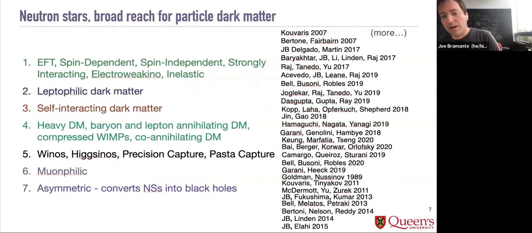So after we pointed this out or worked on this, there's been a lot of work since then, and I should say there's also work before us on other aspects of this. Chris Kuvaris, Bertone, Fairbairn being some of the more recent people who've thought about this, but then all the way back to 1989, you can find people thinking about how dark matter could be sought out using neutron stars, like Itzhak Goldman and Shmuel Nusinov. And it turns out that neutron stars can probe all sorts of dark matter models that are hard for direct detection experiments to find, including things like muon-philic dark matter, because there's a small muon fraction inside the neutron star. That's my favorite little factoid and probe that you can get out of that.